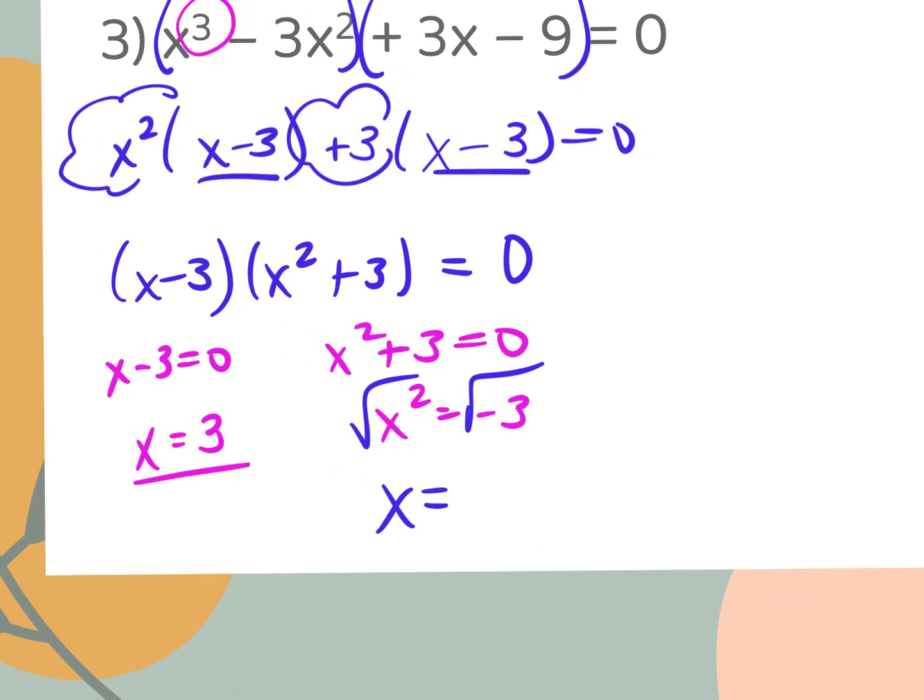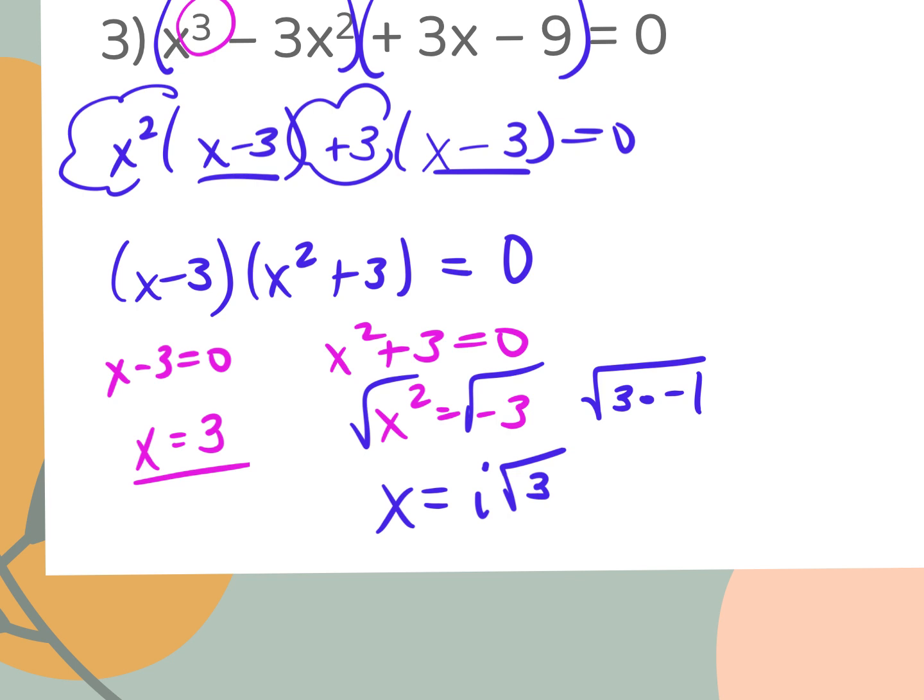As soon as you see that negative underneath, you guys should rewrite it or think it's 3 times negative 1. What is the square root of negative 1? i. And then what is the square root of 3? We don't know, right? What am I missing on my answer? A plus or minus in front.